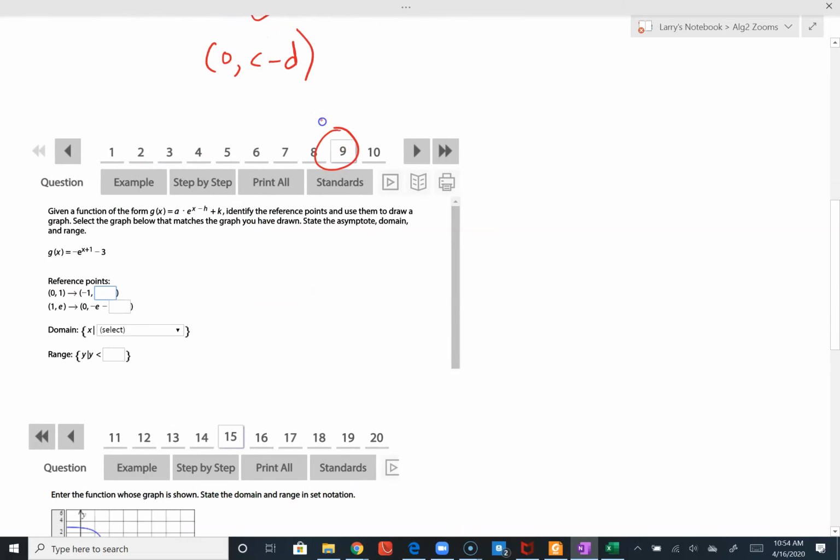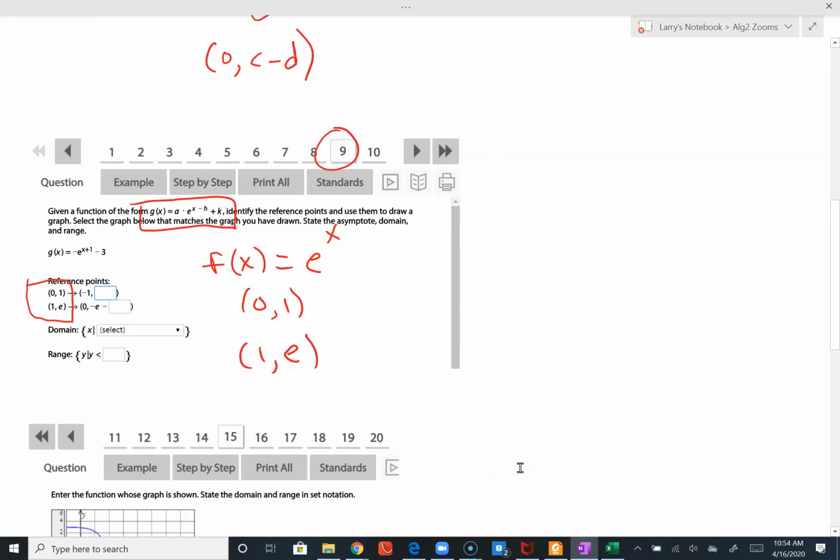Now we're looking at number 9. Given a function of this form, identify the reference points and use them to draw a graph. Select the graph below that matches the graph you have shown. Alright, well, these are our original points in our parent function, f of x equals e to the x. We have these points. 0 would pair with 1. Clearly, if we substitute 0, anything to the 0 is 1. 1 is going to pair with e. That makes sense too. If we substitute 1 in here, we have e to the first.